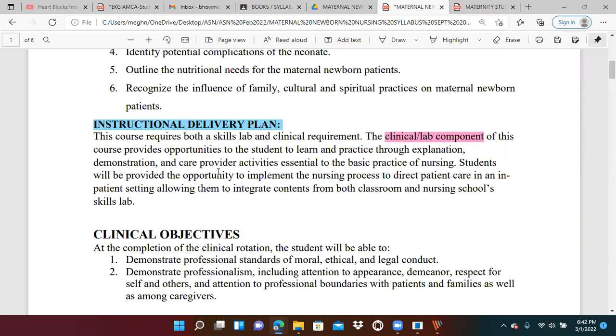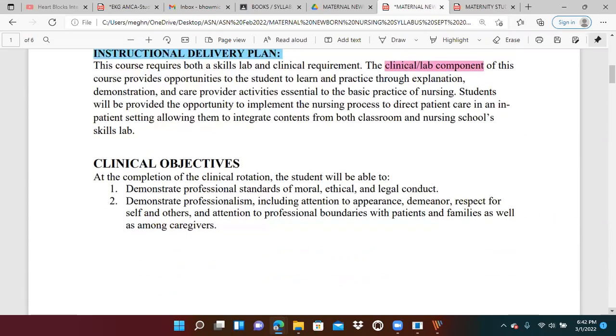So here the provider activities essential to the basic practice of nursing. The student will be provided opportunities to implement the nursing process to direct the patient's care, right? So you basically learn some skill that you can apply in your professional life.